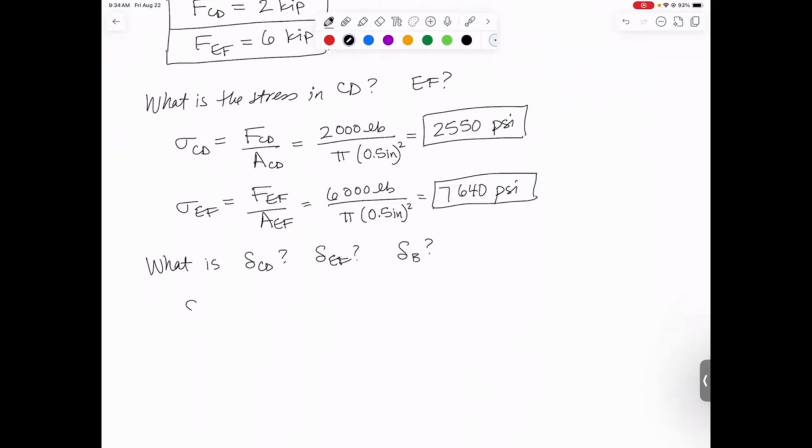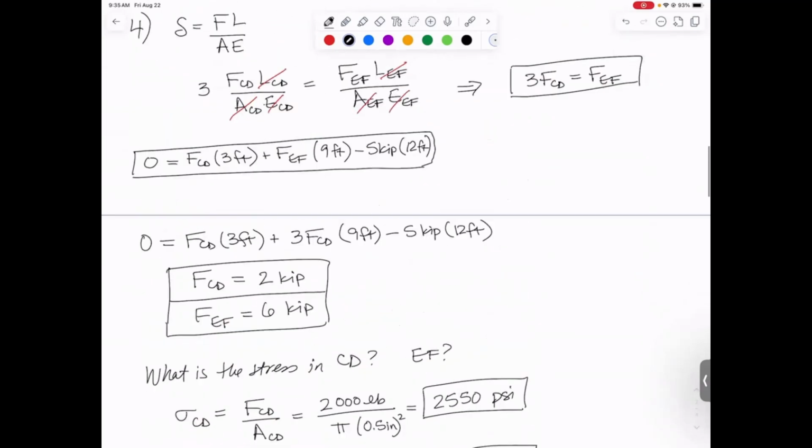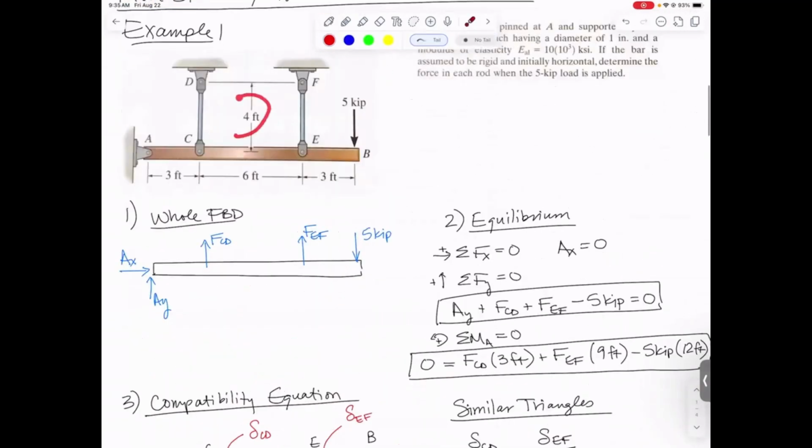Deflection of CD, let's do that one first. Delta CD is FCD times LCD over area of CD times modulus of CD. So the force is again 2,000 pounds. The length, do you remember how long it was? It was 4 feet long.